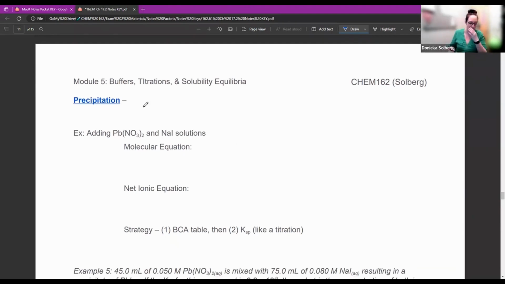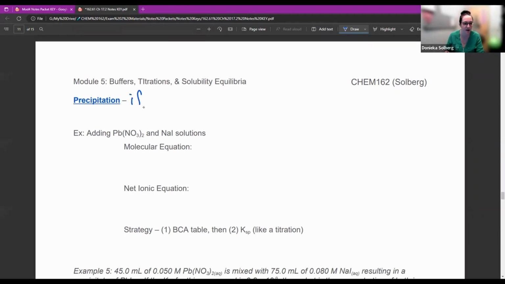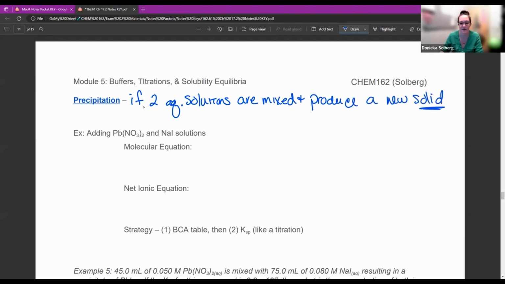So creating a precipitate. We know what precipitate happens when you add two aqueous solutions together and you end up with a new solid, right? This solid that you make has to do with KSP. So everything is kind of like all tied together, right? So precipitation, if two aqueous solutions are mixed and produce a new solid, right? This guy, this is called the precipitate.